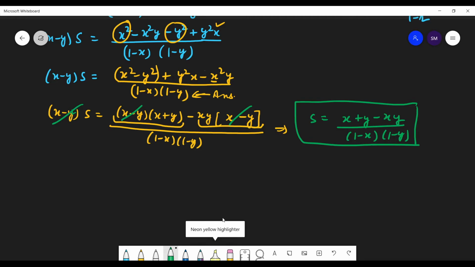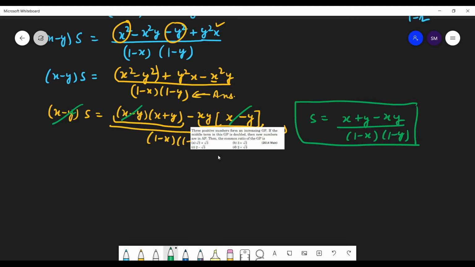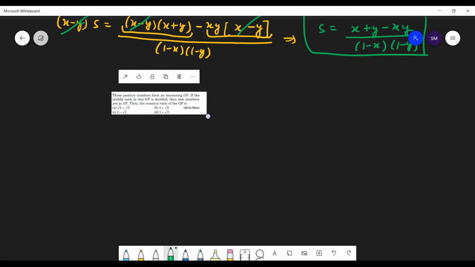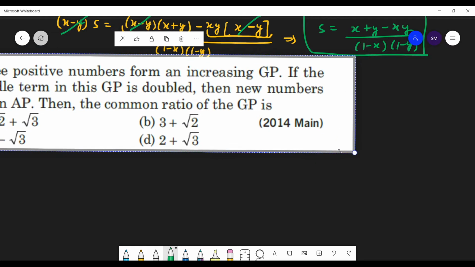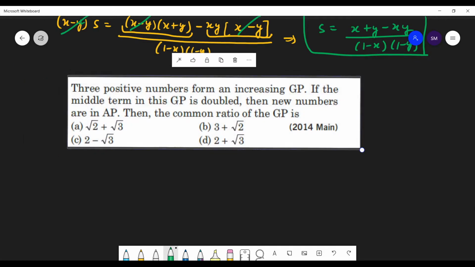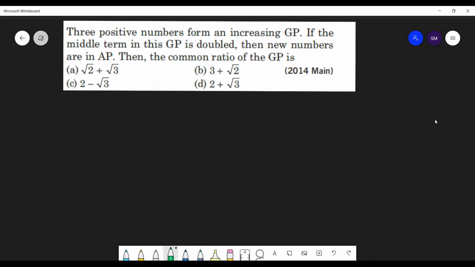So students, this is quite a simple question. It was in 2014 JEE Mains. I want you to try it out. I'm giving you 2 minutes to solve this question. Think about it. What is the strategy that you should use? What is given to you? What do you need to prove? And how you are going to link both of them, given and to prove. Okay, think about it.